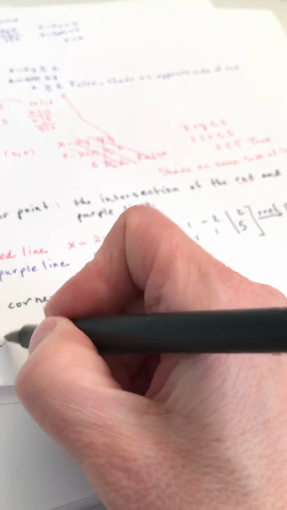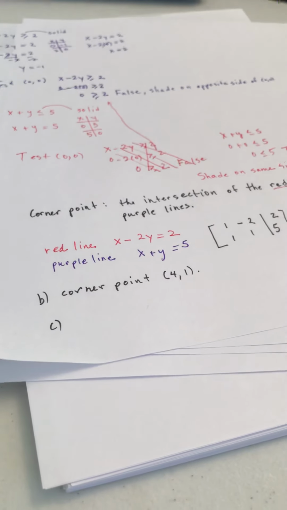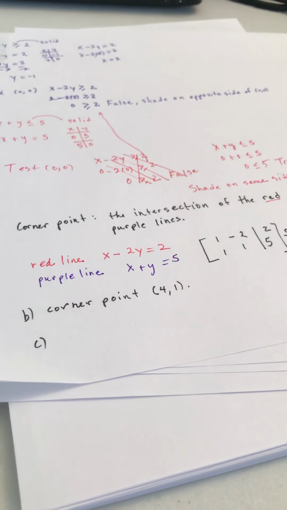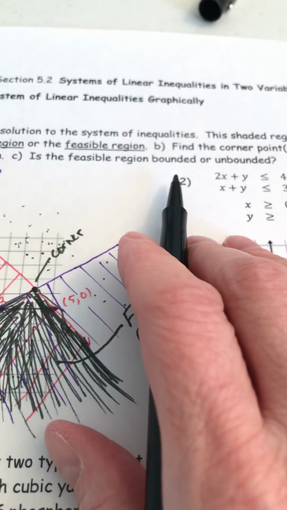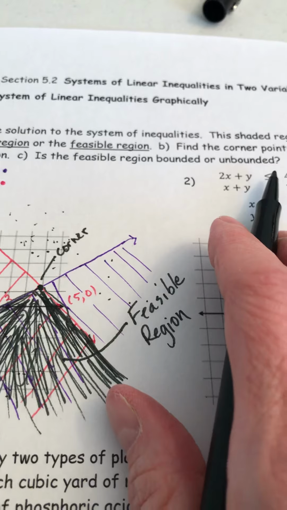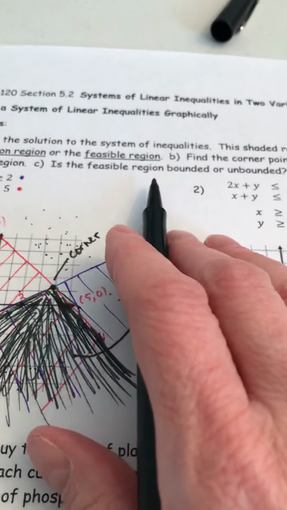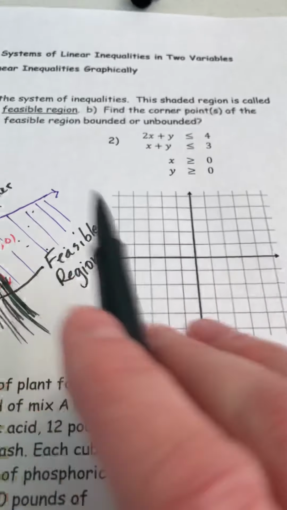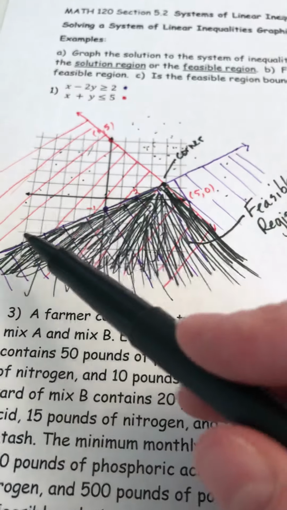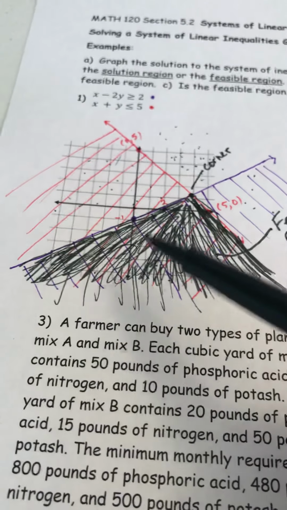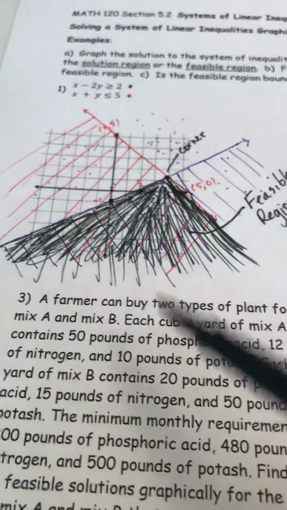Now the final thing on this worksheet, at least the first problem, and then we'll take a break, is: is the feasible region bounded or unbounded? So bounded means bounded on all sides. Unbounded means it is not bounded on all sides. So if you look at this region, it's only bounded by this line, and then this goes on and on forever. So we consider this region unbounded.